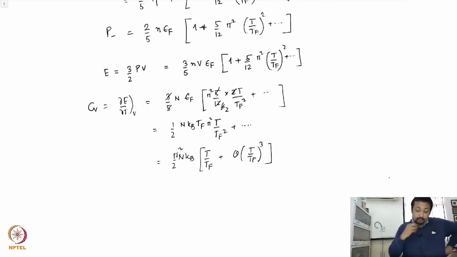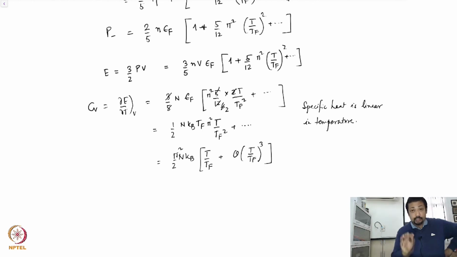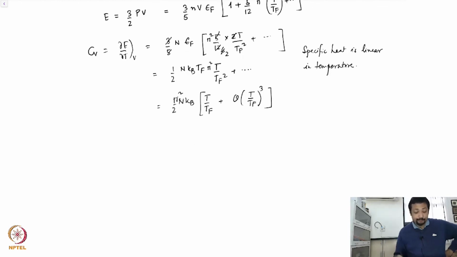So clearly you see that very close to the zero temperature, the specific heat is linear in temperature, and this is true for any arbitrary dimension you consider. We considered a three-dimensional case, but in any arbitrary dimension this is going to be true.